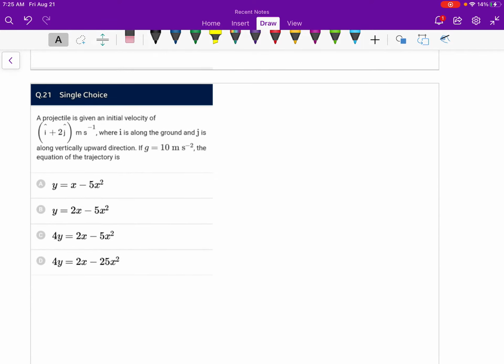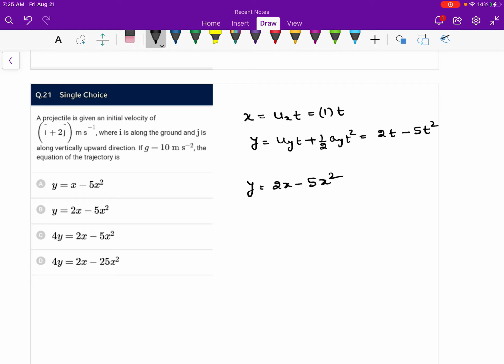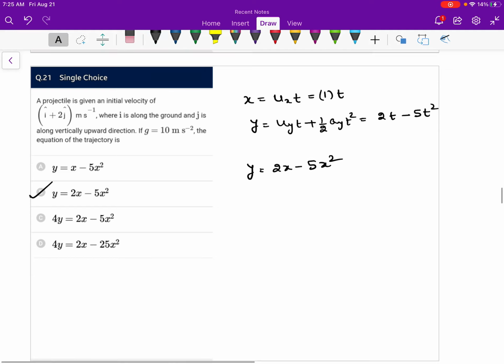A projectile is given an initial velocity, find the equation of trajectory. So guys, x coordinate will be uxt, which is 1 into t. Y coordinate is uyt plus half ayt square. So that is 2t minus 5t square. Now substitute t as x. So y is 2x minus 5x square.